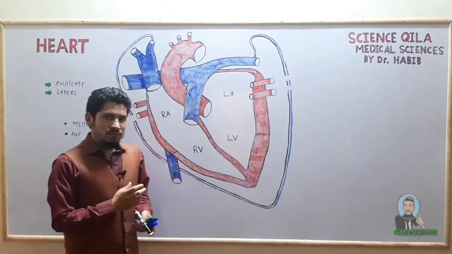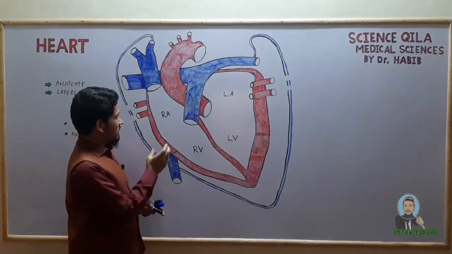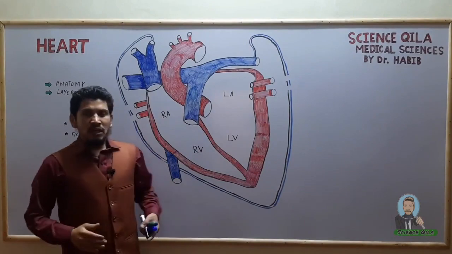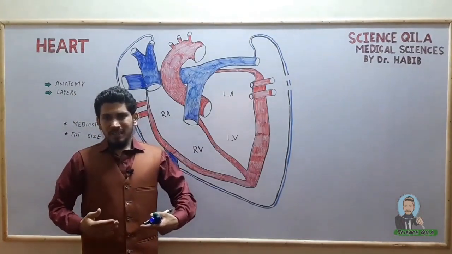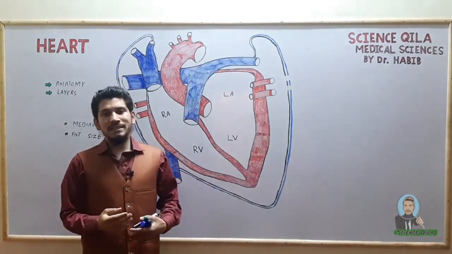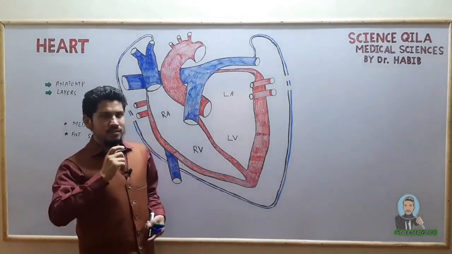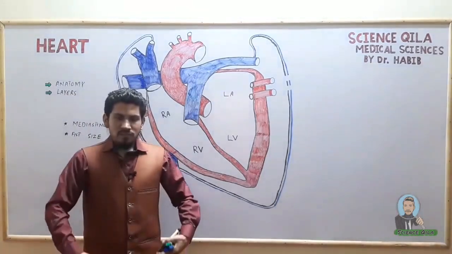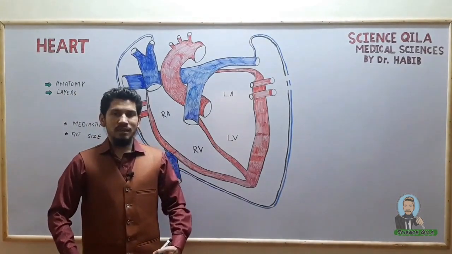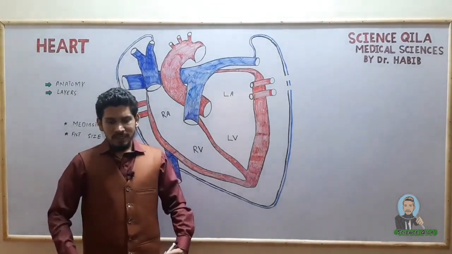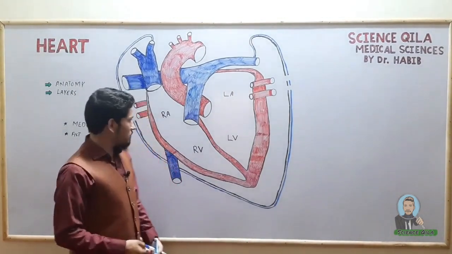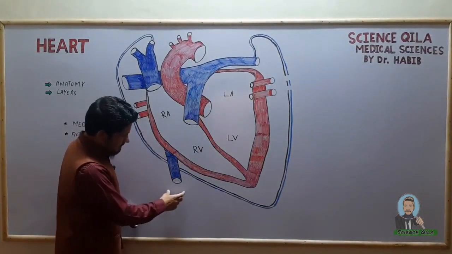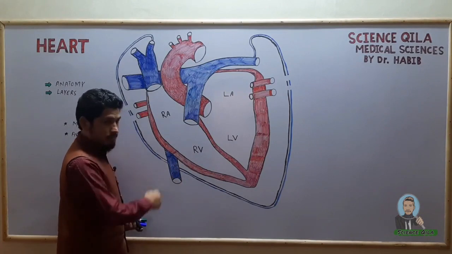Okay, so let's start from the very first chamber of the heart, and that is the right atrium. From all over the body, the blood that has been used, which we call deoxygenated blood, enters into the right side of the heart. From the lower parts of the body, like the lower limbs, the blood enters into the right atrium through this inferior big vein.